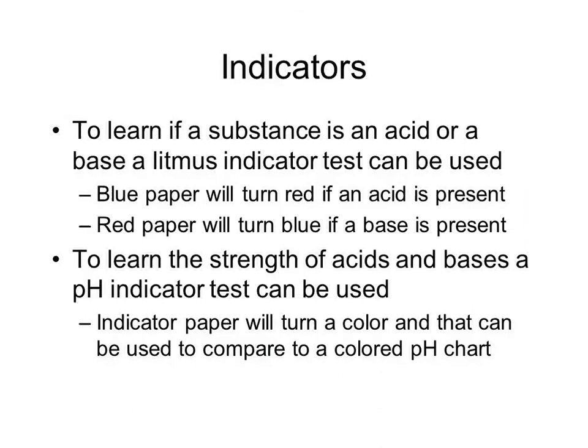When we do this lab, to find out if we have an acid or a base, a litmus indicator test is used. This is when you have blue and red paper. The blue paper turns red if it's an acid. Red paper will turn blue if it's a base. So remember those 2 clues when we're doing this lab. And finally, to learn the strength of acids and bases, you can use a pH indicator test. This is a golden color paper that will turn a specific shade, and you can match that color up to a chart which has a pH number assigned to each color. We'll get practice with that in class.